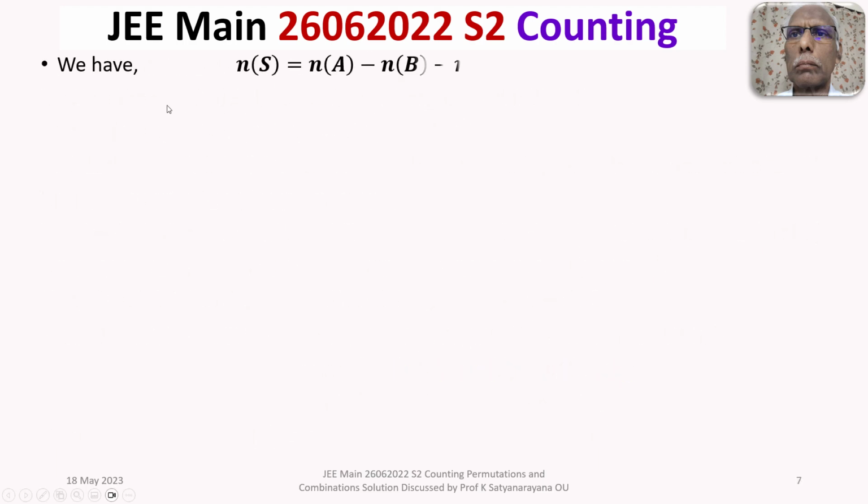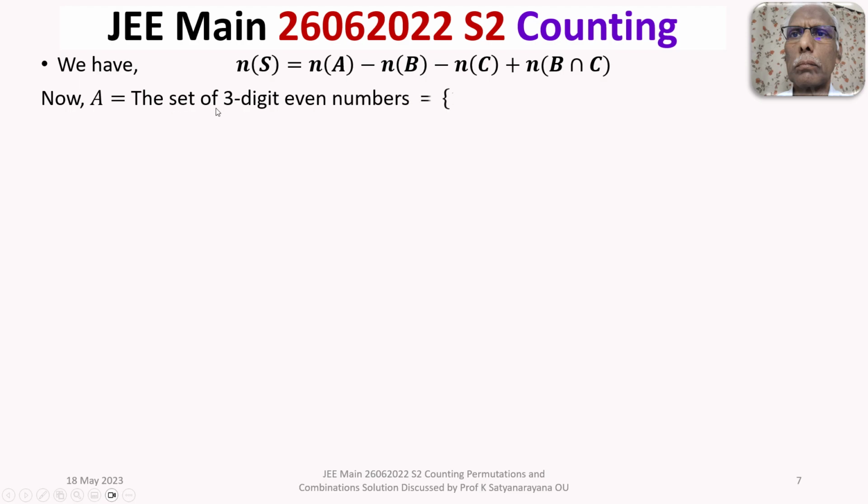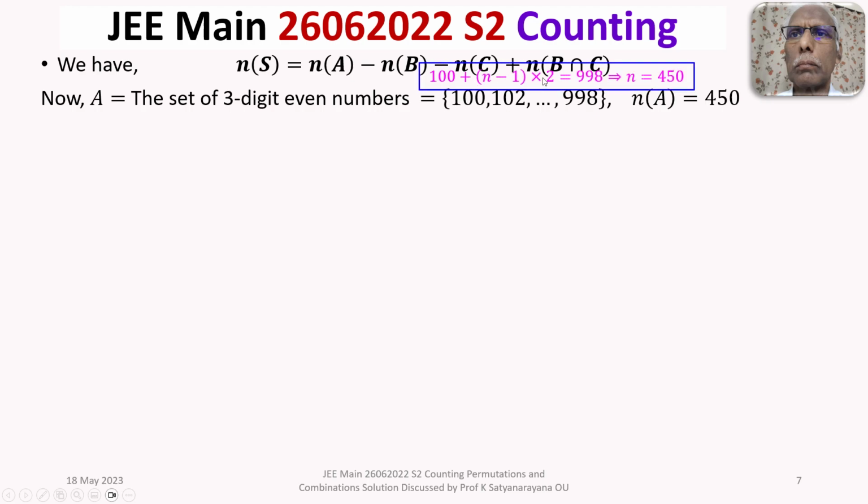We continue. We have that formula which we have derived for our situation. Now A is equal to the set of 3-digit even numbers. What are the 3-digit even numbers? They start with 100, then 102, 104, 106, and so on, and end with 998. How many of these? They are in AP with first term 100, common difference 2, and the last one is 998. So 100 plus (n minus 1) into 2 is equal to 998. Solve for n, we will get 450. So n of A is 450.